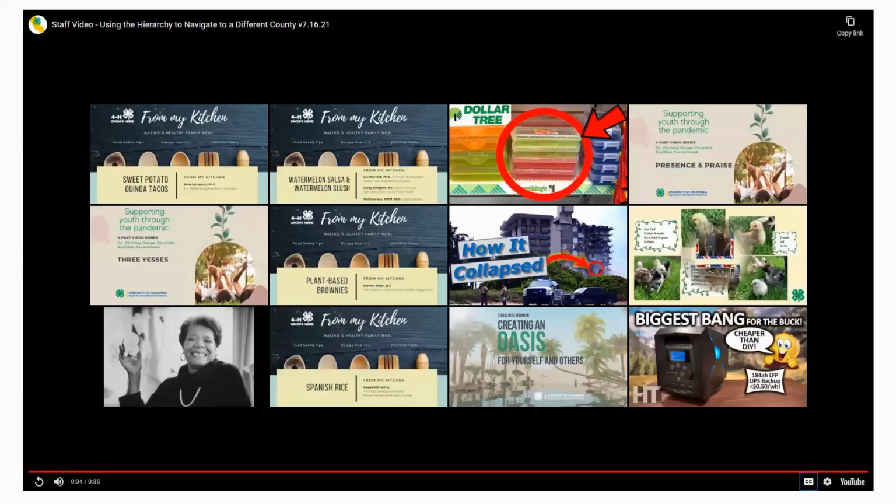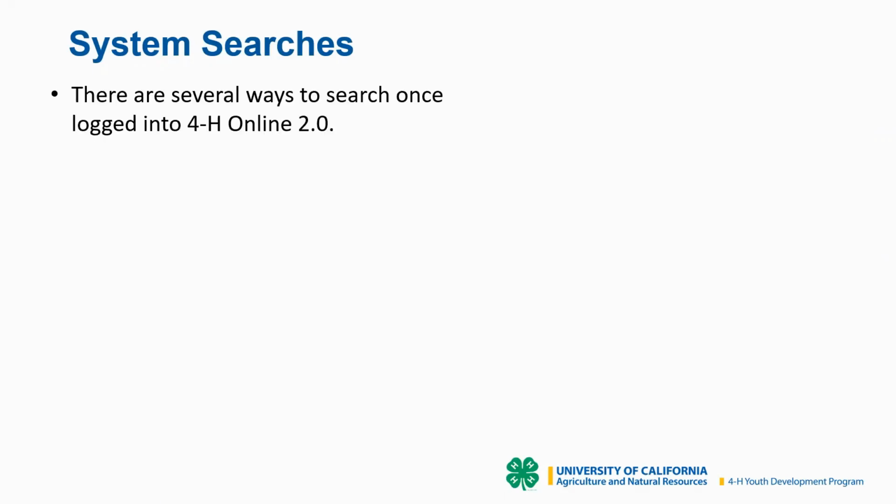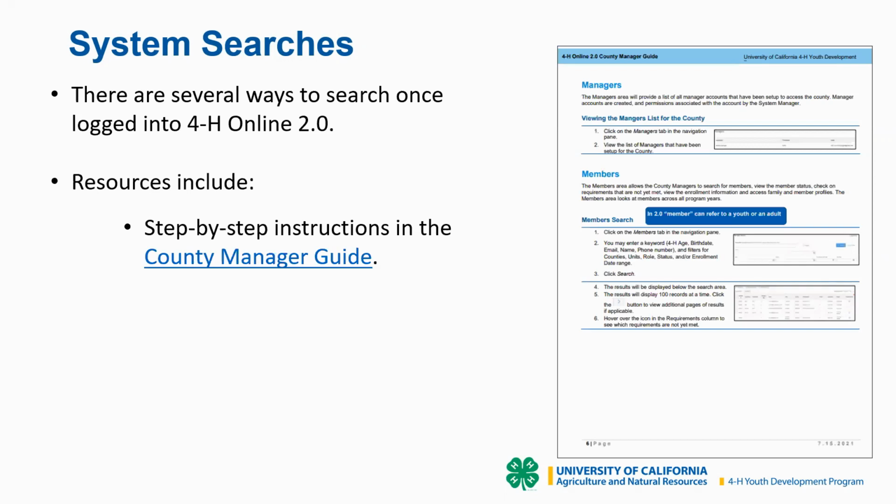Now that we know how to log into the system and navigate throughout the system, let's look at how to do system searches. 4-H Online 2.0 provides several ways to search within the system. Resources to help staff through this process include the County Manager Guide and the staff video. Let's take a look at the staff video.